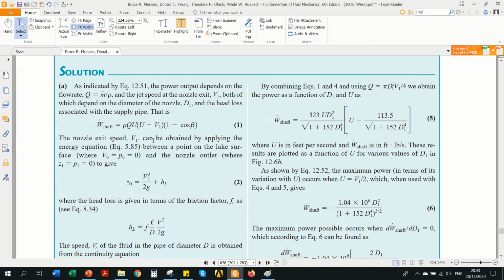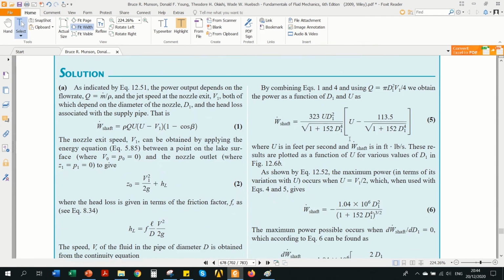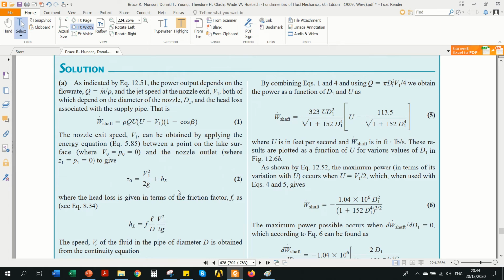The power is given in the form of this equation. The nozzle exit speed V1 can be obtained by applying energy equation 5.85 between a point on the lake surface, where velocity is 0 and pressure is atmospheric, considered as 0, and the nozzle outlet, where Z1 and the pressure at point 1 are equal to 0. So basically they are talking about these 2 points. One is at the surface of this lake, indicated as 0, and the other is at point 1. When you apply the energy equation on these 2 points, you will end up with equation number 2, as it is represented right here.